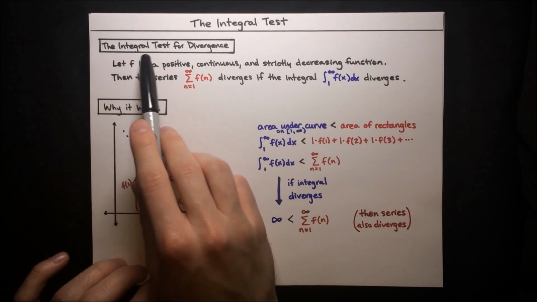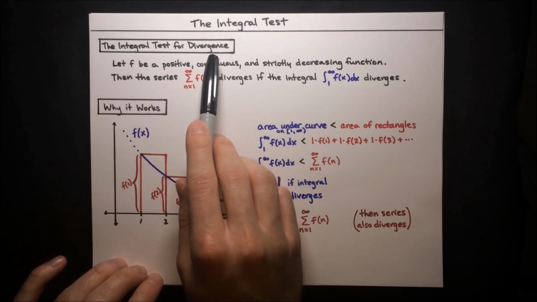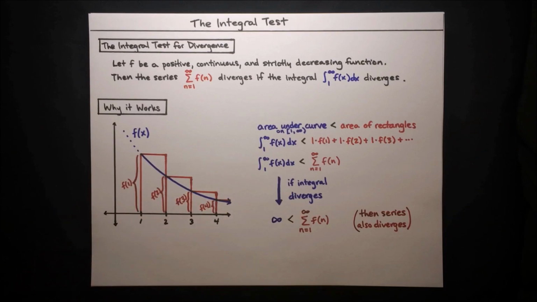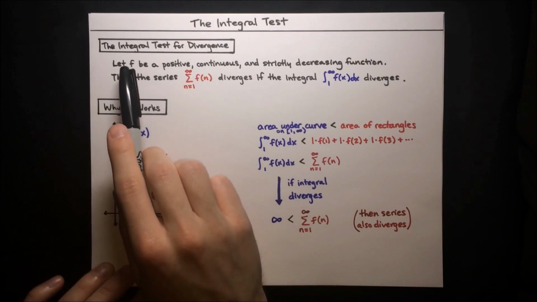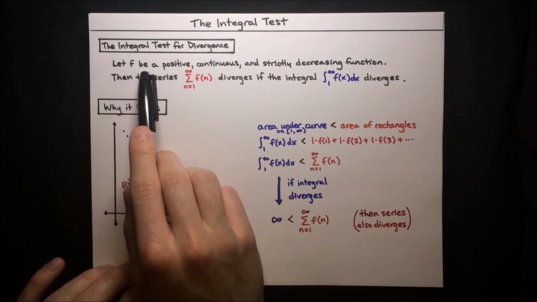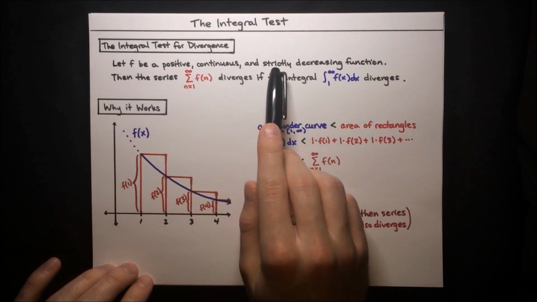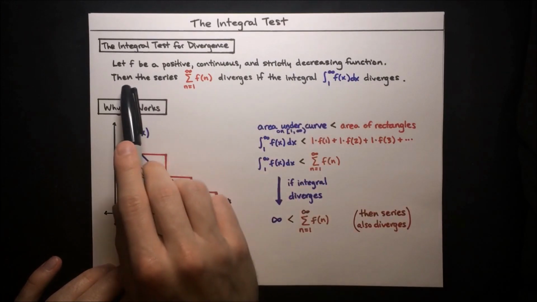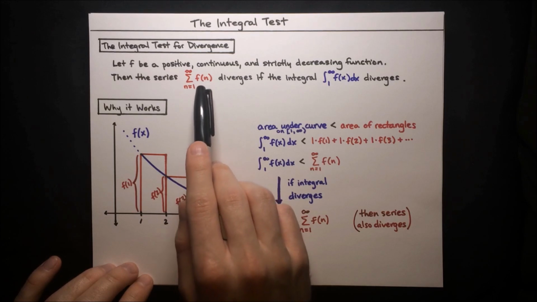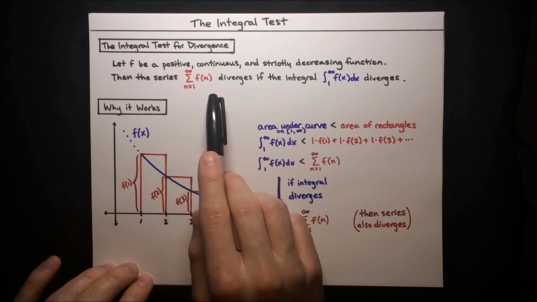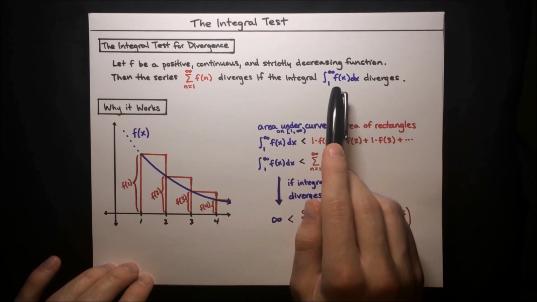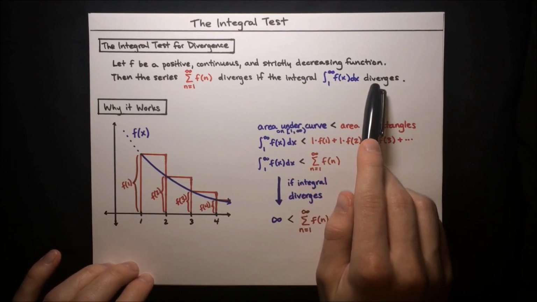First of all, we're going to focus on the integral test for divergence because the why it works is a little bit easier to understand. But first, let's talk about what the integral test for divergence tells us. It tells us that if f is a positive, continuous, and strictly decreasing function, then the series, the infinite sum, of f evaluated at the natural numbers 1 up to infinity, that diverges if the integral of f on the interval from 1 to infinity also diverges.